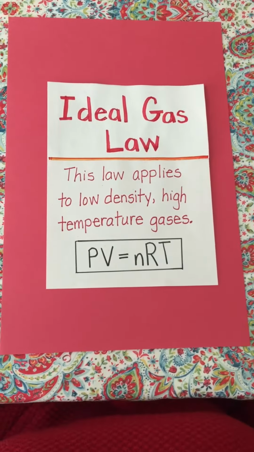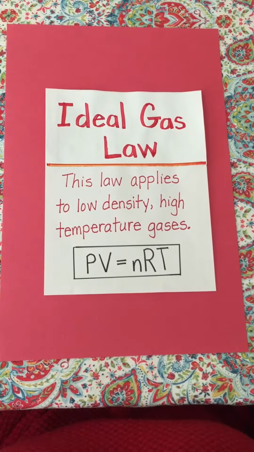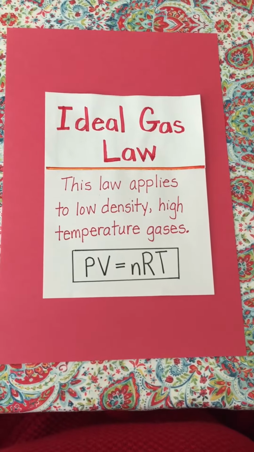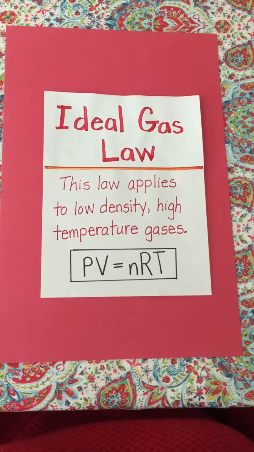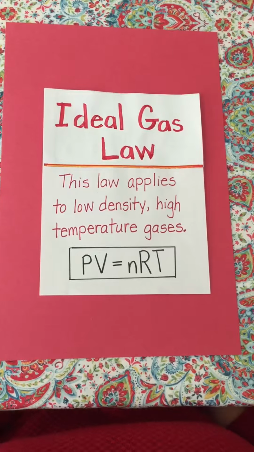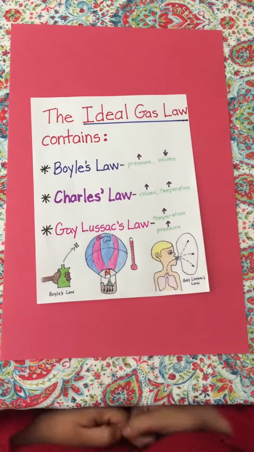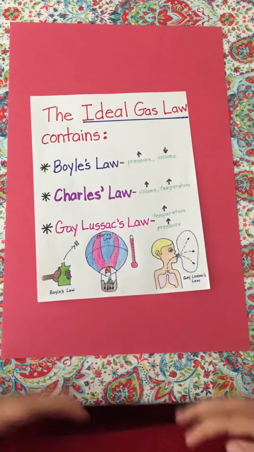The ideal gas law. This law applies to low-density, high-temperature gases. PV equals nRT. The equation below means that pressure times volume equals number of moles times the gas constant times temperature. The ideal gas law contains Boyle's law, Charles' law, and Gay-Lussac's law.